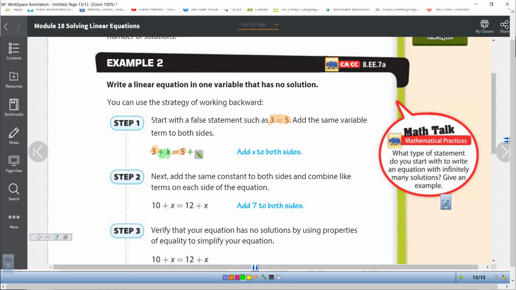Then they added the same thing to both sides: 3 plus x equals 5 plus x. Then later on they added 7. Remember, if you do the same thing to both sides of an equation, you don't change the solution of the equation. So if you start off with a false equation and then build up around it by doing the exact same thing to both sides, no matter what equation you create, it will always stay false, which means it will always have no solution.